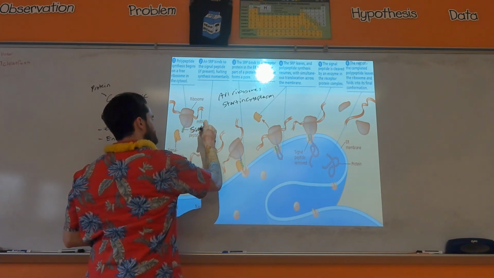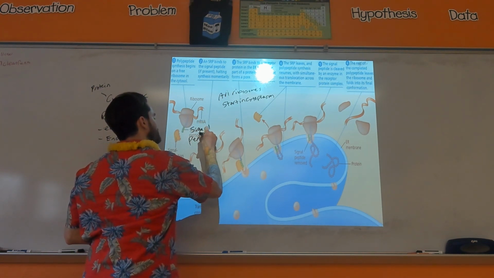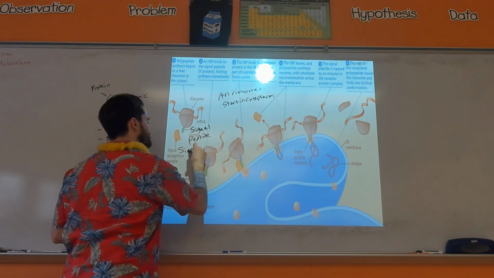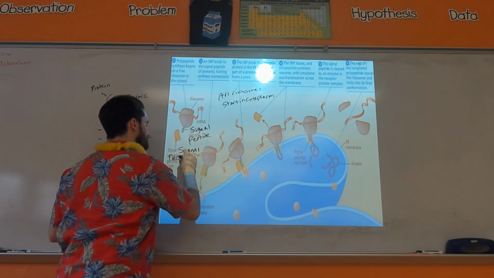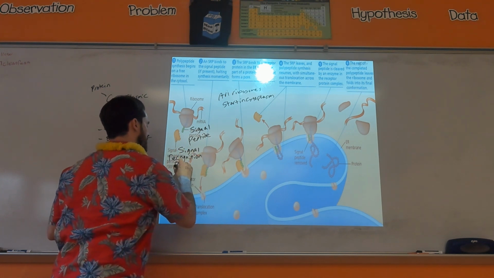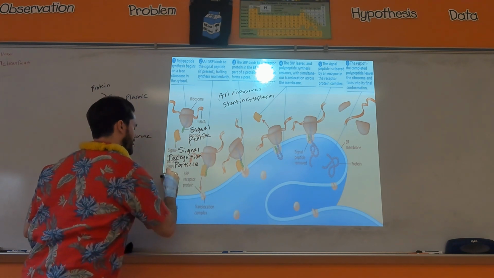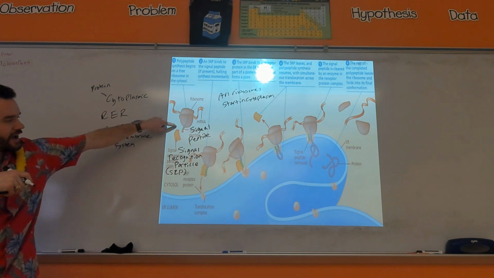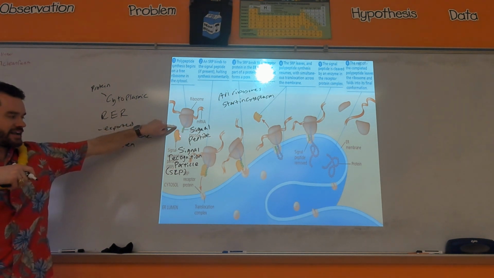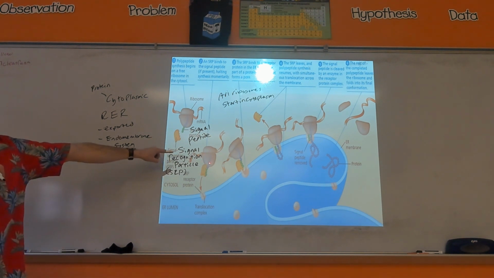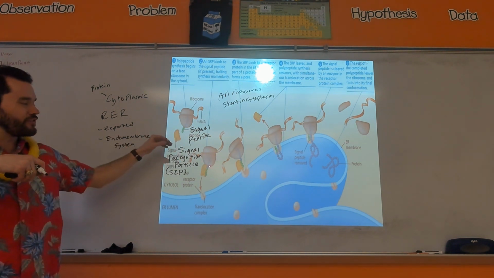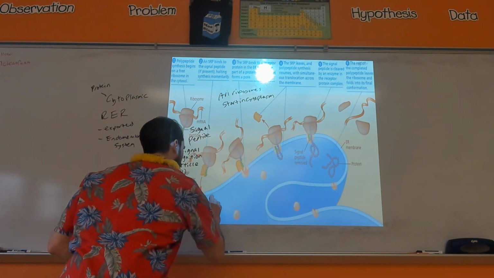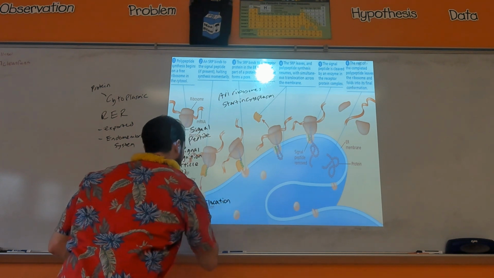So that's the thing in green, the signal peptide. And this signal peptide will attract what we call a signal recognition particle, SRP for short. This signal recognition particle will bind to the green signal peptide, and it'll drag this whole ribosome, mRNA, and polypeptide complex to the endoplasmic reticulum, to this little pore called the translocation complex.